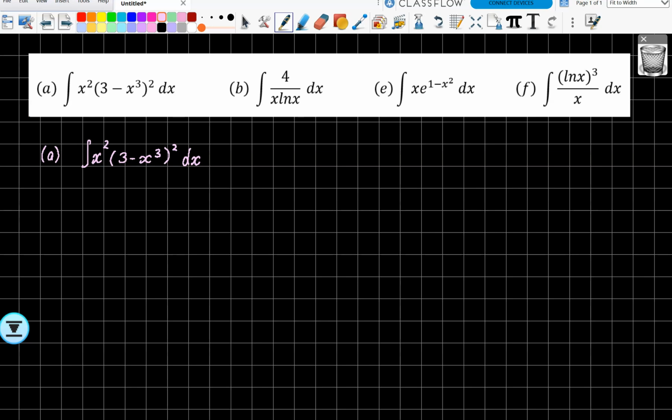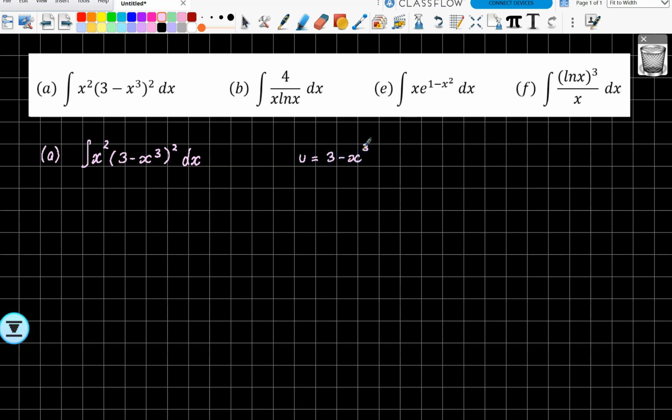So the first thing we look at, and obviously one of our options is to expand the brackets and times through and integrate term by term, but we don't want to do that. So we're going to look at our substitution, and we have to choose a function in u, and we're going to pick the one that I guess has the higher power, x cubed, and it's got stuff happening to it. Okay, so we're going to let u be 3 minus x cubed.